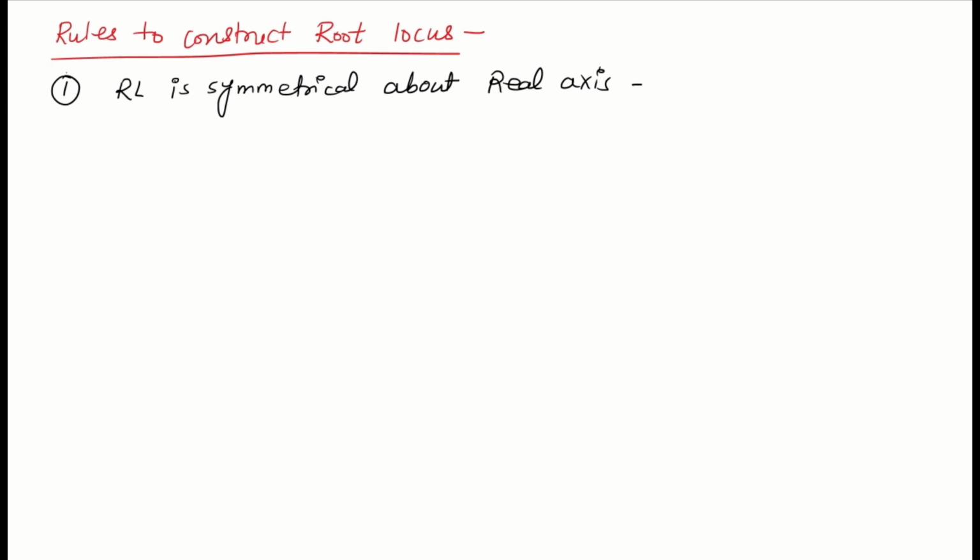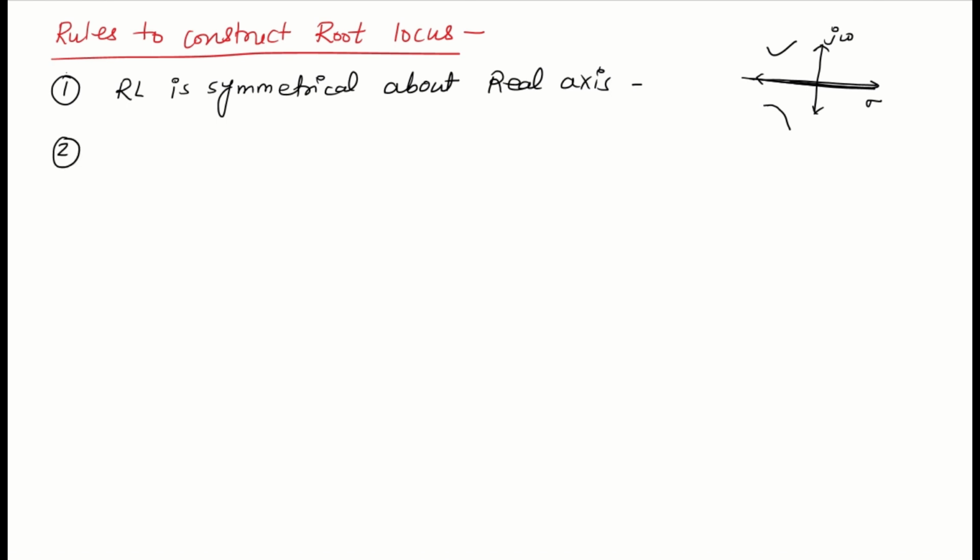Since we plot the root locus on the pole-zero plot, suppose this is the pole-zero plot, this is the real axis, and this is the imaginary axis. What we mean by symmetrical about the real axis is that this real axis acts as a mirror. So, whatever the shape of the root locus on the positive side, the same will be the mirror image of this on the negative side. So, the root locus is always symmetrical about the real axis. This is the first rule to construct the root locus.